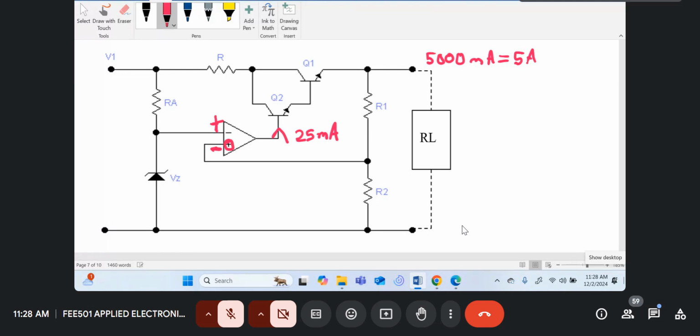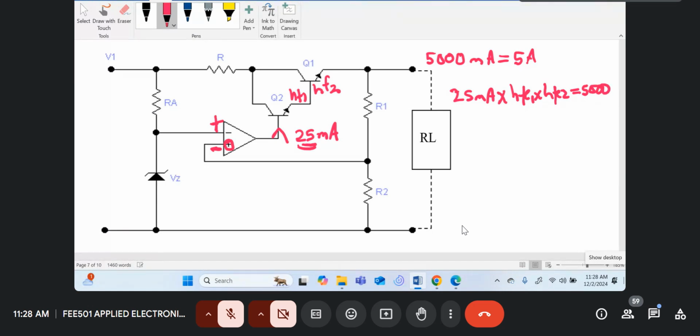Then it implies that the maximum current that the op-amp can supply times HFE of your first transistor times HFE of your second transistor should give us 5,000. So 25 milliamps times HFE1 times HFE2 should at least give us 5,000.